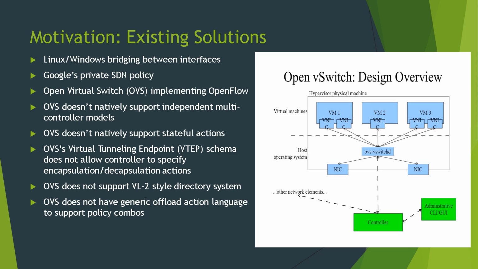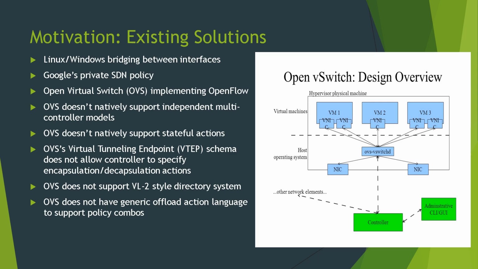One of the reasons why Open vSwitch wasn't used, and instead Microsoft decided to create their own, was because OVS doesn't natively support independent multi-controller models. This would obviously violate the very first goal of Microsoft's own vSwitch. Second, OVS doesn't natively support stateful actions in its match action table model. This would obviously violate the second goal of Microsoft's vSwitch, which did need to have stateful actions as a base.